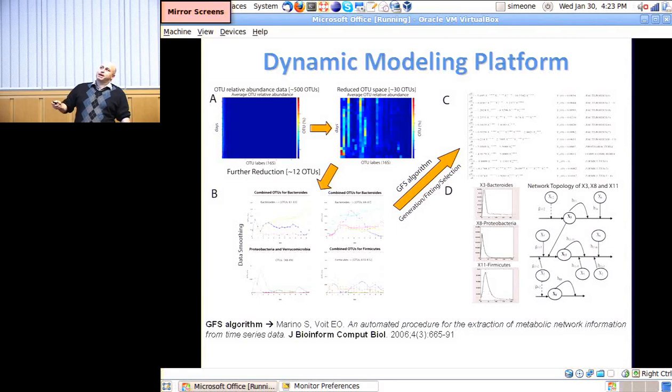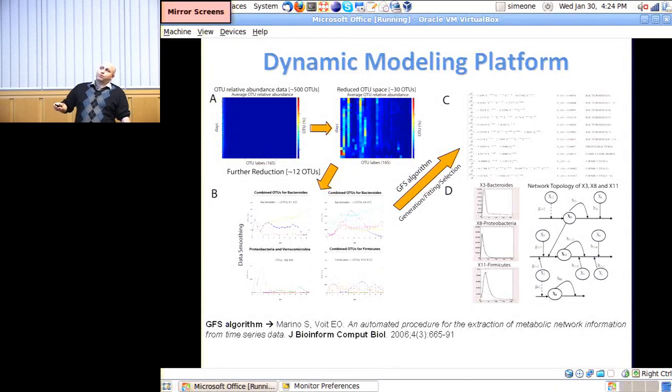Basically, these are heat maps. Those are real data, though. Those are heat maps of the relative abundance of almost 6,000 OTUs, or species, if you like, over time. And you can see here, the redder they are, the more frequent they are. Most of them, they're not there.